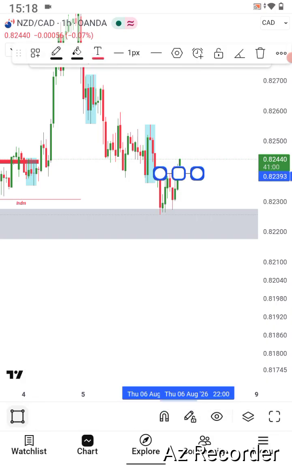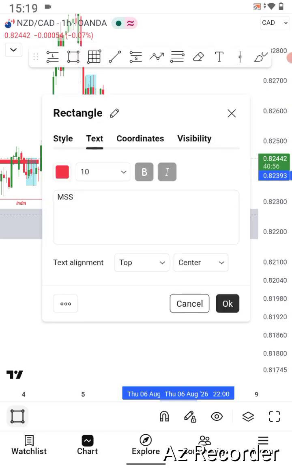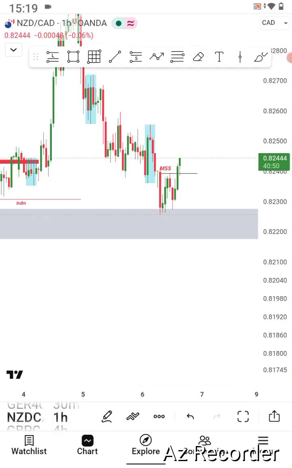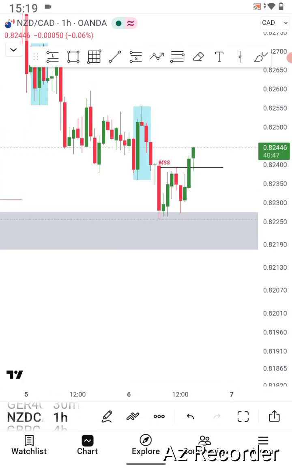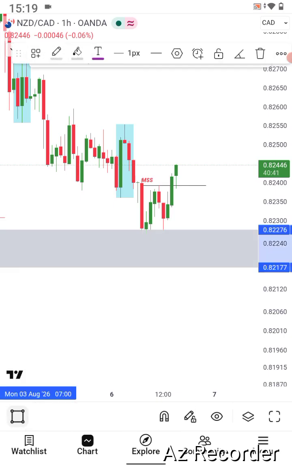Let me align this properly. Let's align this so it doesn't block our view. Left, let's take it to the left. Okay, so there's a market structure shift there on the 1 hour time frame. Okay, now what is giving rise to that market structure shift?